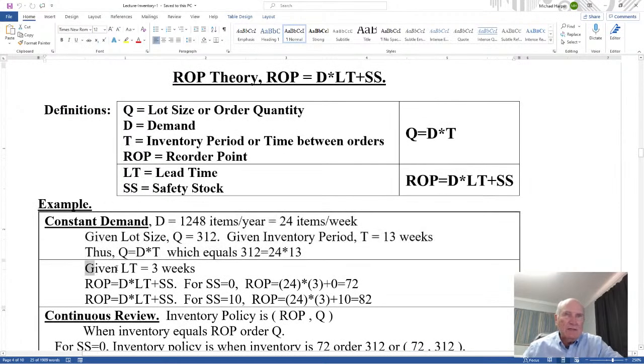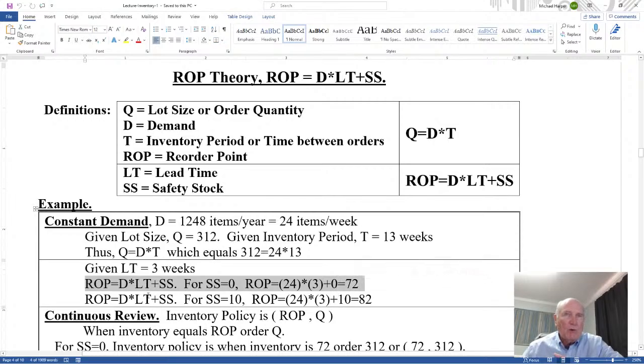So now, let's suppose our lead time was 3 weeks. Therefore, the ROP for a safety stock of 0: the demand is 24 items a week. The lead time is 3 weeks. And the safety stock is 0, so 72 is my reorder point.